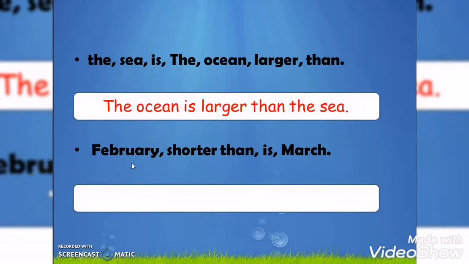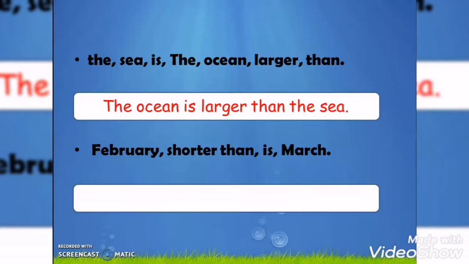Last sentence we have February, shorter than, is, and March. So here we are comparing two months. Which month is shorter than the other, February or March? We know that February has 28 or 29 days. However, March has 31 days. So which month is shorter than the other?